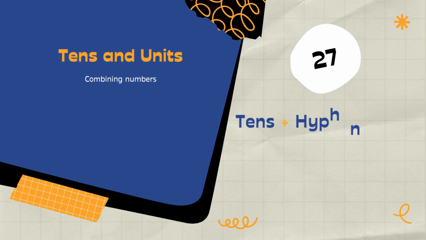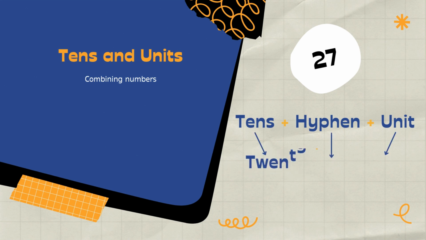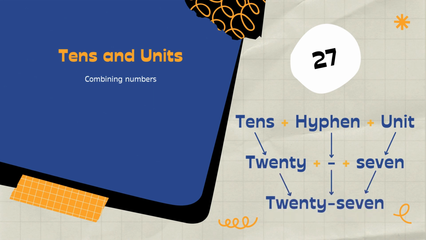We will follow the next formula: tens plus hyphen plus unit. If we place the formula in words, it should be 20 hyphen 7. And we end up with the written number 27. Pay close attention to how there is no space between the ten, the hyphen, and the unit. It works as a word by itself.